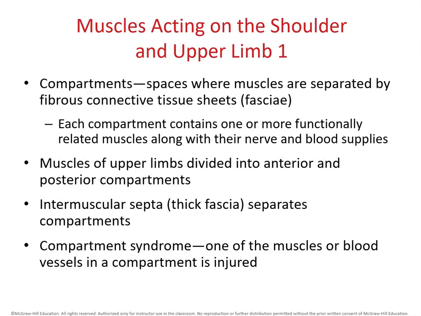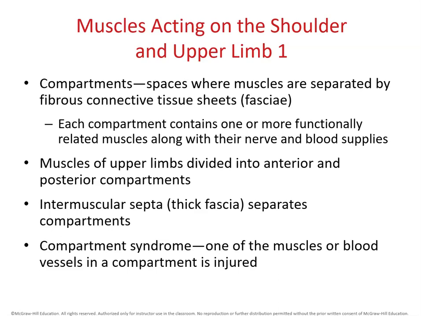So we can describe the spaces between muscles, the separated muscles, where the layers of fascia connective tissue come between them as compartments. And each compartment has a related nerve and blood supply. Okay, so we can divide the muscles of the upper arm, of the upper limb, into anterior and posterior compartments. Okay, so we have this thick layer of connective tissue, the thick fascia, specifically called the intermuscular septa, that separates the posterior and anterior compartments.